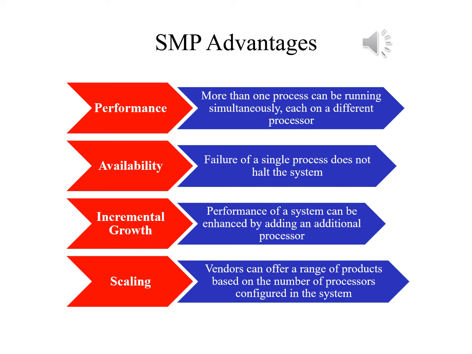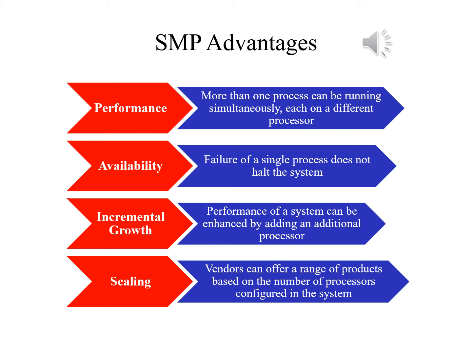This is illustrated in the following slide. With multiprogramming, only one process can execute at a time. Meanwhile, all other processes are waiting for the processor. With multiprocessing, more than one process can be running simultaneously, each on a different processor.